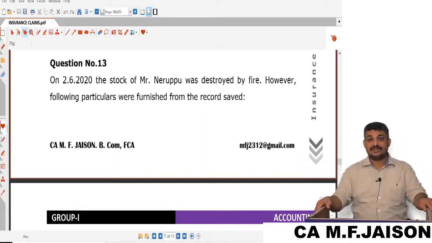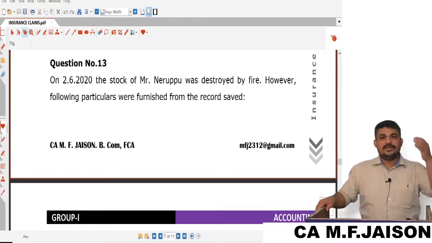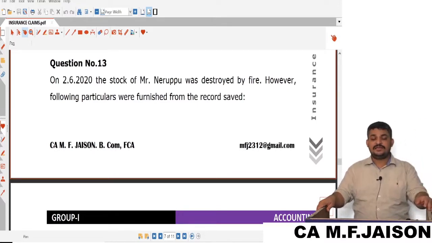So there is every chance that it can come in the examination. We don't want to ignore such an area. That will be the last area that we are taking. So these are all the aspects we should understand about GPR.